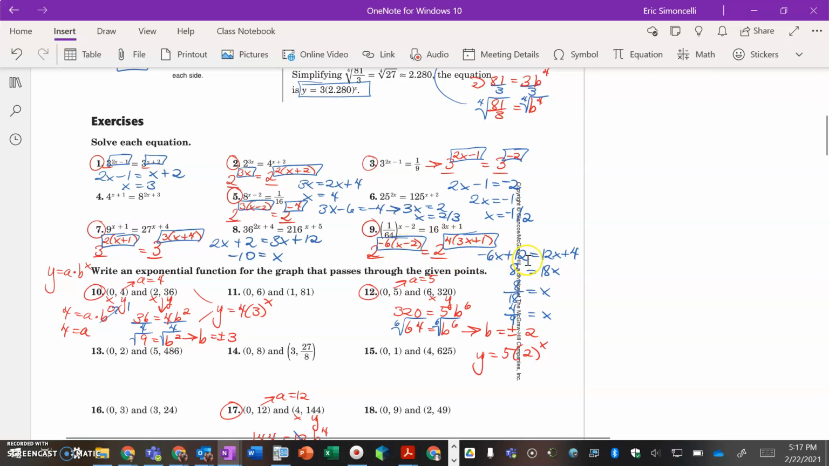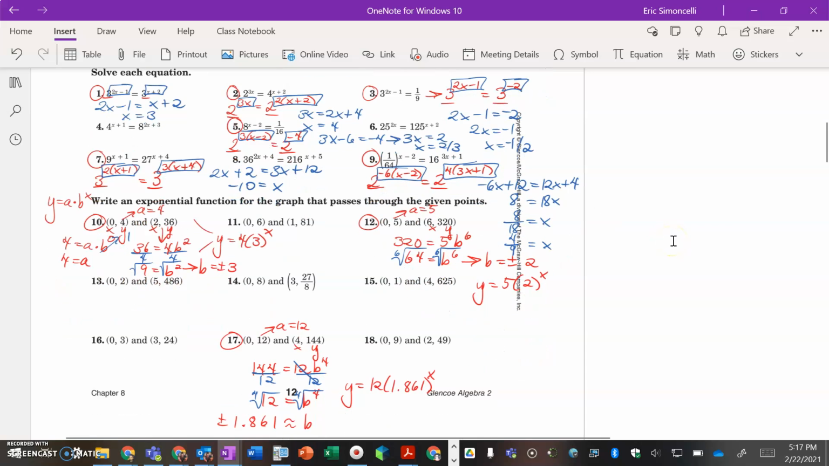So we have negative 6x plus 12, and that equals 12x plus 4. Adding 6x to get 18x, subtracting 4 to get 8, dividing by 18. 8/18 is reducible. Dividing each by 2 would work nicely, where 4/9 is your final answer. So 4/9, and that covers that. 4/9 is the value for x, and you could plug it in again if you'd like to check later.